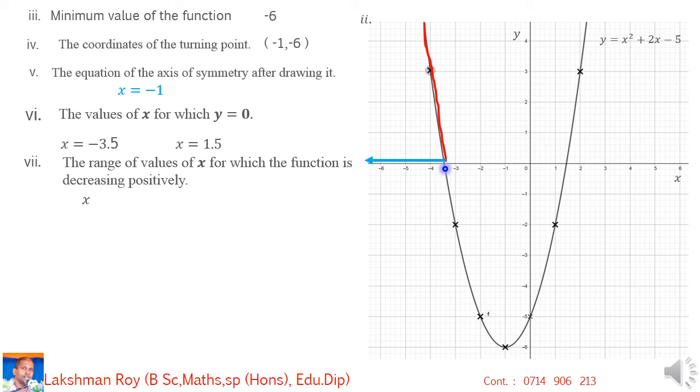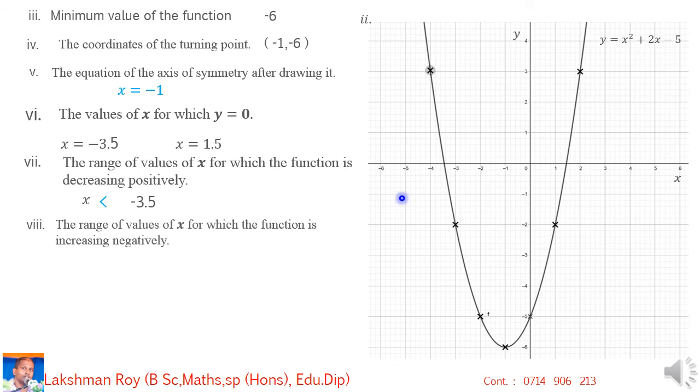So you can read this value. What is this value? You can read earlier that the x value is -3.5. So we want this value. These values, you can see, are less than this -3.5. These are the values of x for which the function is decreasing positively. So these values are less than, see the inequality, less than -3.5. So that is a range, and it has no two parts. Then move to the next question.